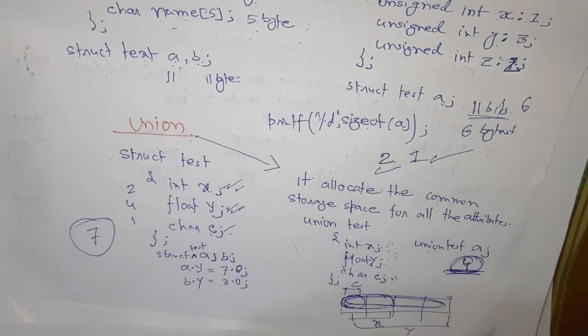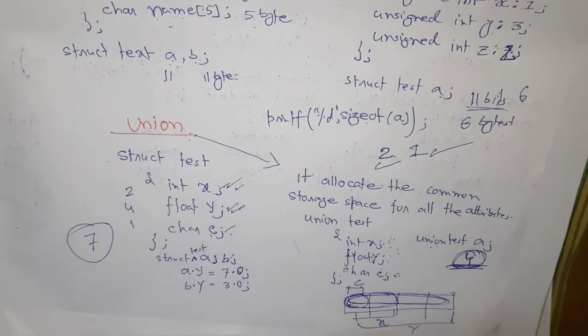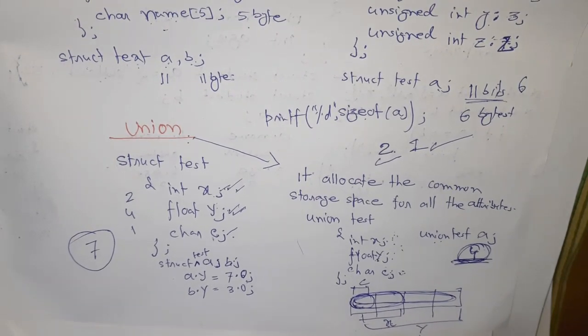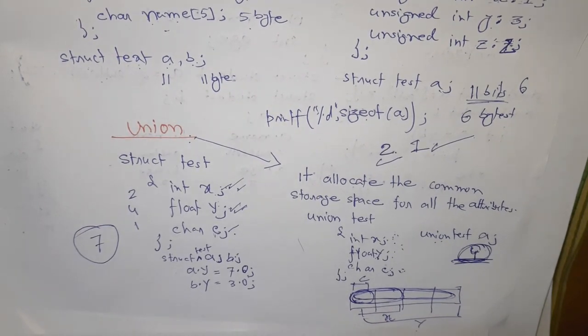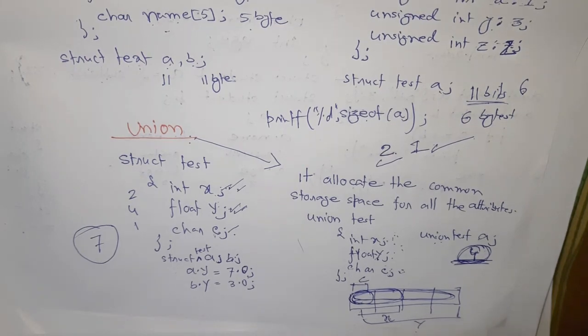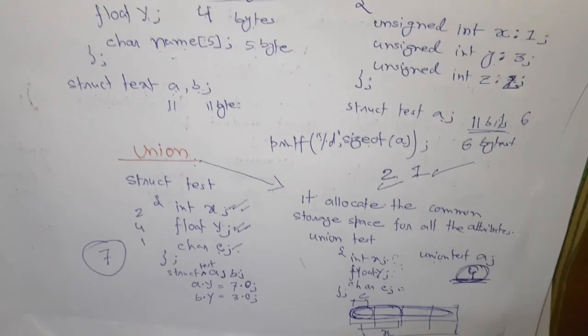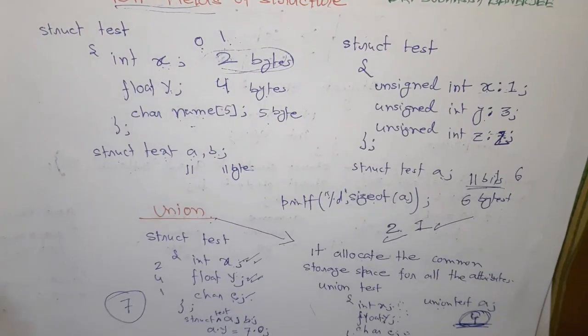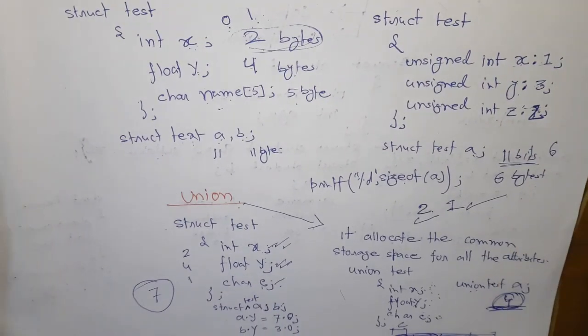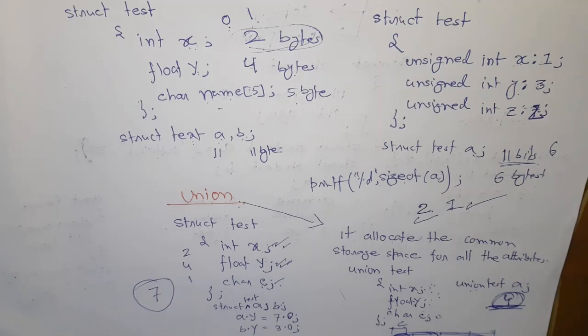So if we declare a union, we have to take extra care that at any instant of time we can access only one attribute, not all, because every variable is going to have the same storage space. So at the same time only one attribute can be accessed. So whenever we deal with any problem where we do not need all the attributes at the same time, where we need to access only a single attribute at any instant of time, you can easily use the union.